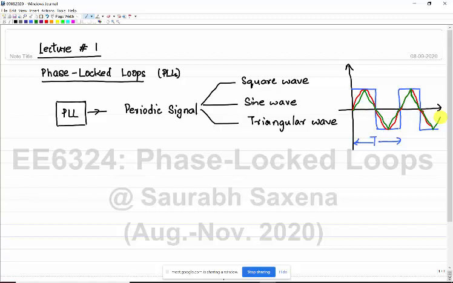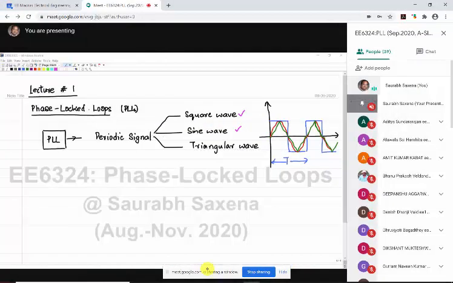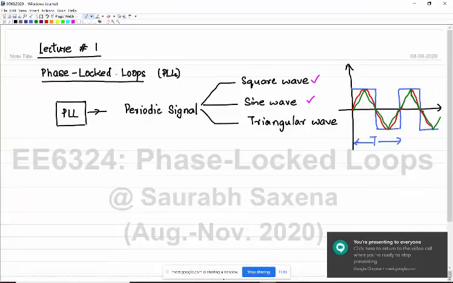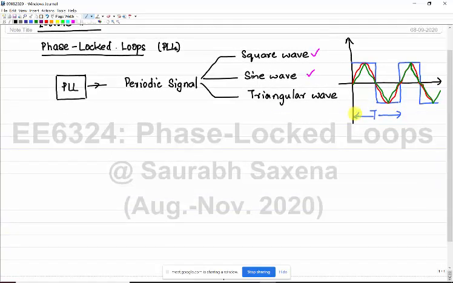A PLL is a block which generates a periodic signal. Most of the time it is going to generate either a square wave or a sine wave. But if it generates a triangular wave also, there is no problem with that. It depends on the requirement. Now, this particular value which I am calling T is called the time period of a signal.